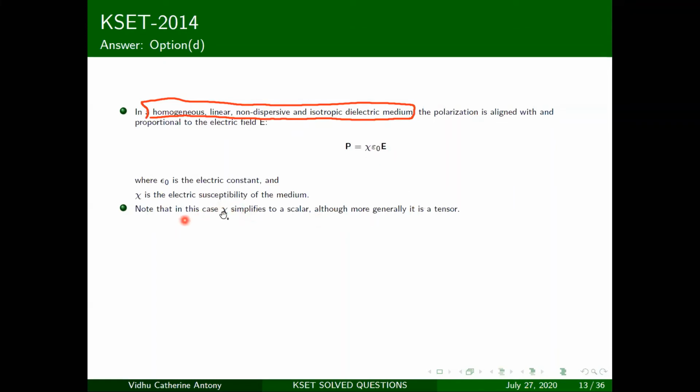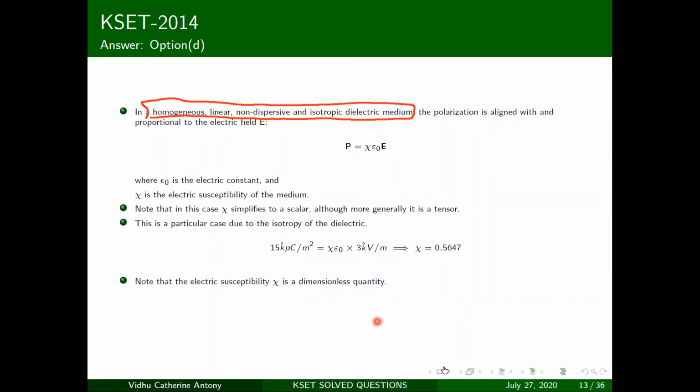Okay, so here, note that it's basically a scalar in this case because you have a homogeneous, linear, non-dispersive, isotropic dielectric medium, okay? So usually it's denoted as a tensor. If it's not this perfect dielectric medium that you're talking about, it's kind of like a tensor. Okay, so you might have options like, is chi a scalar, is chi a vector, is chi a tensor, and things like that coming up. I think we've encountered questions like that before. So yeah, you substitute this, you get chi. Okay, so this is dimensionless. We are done with that, I think.